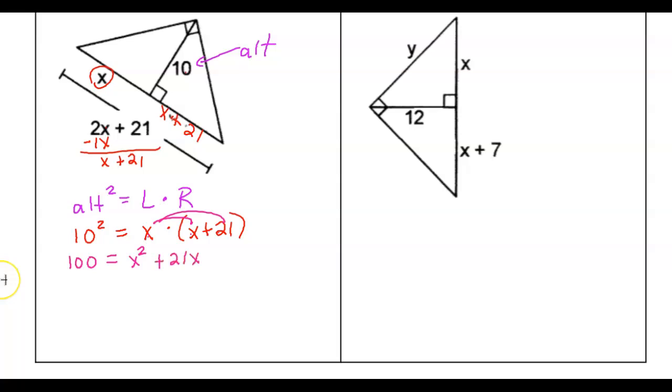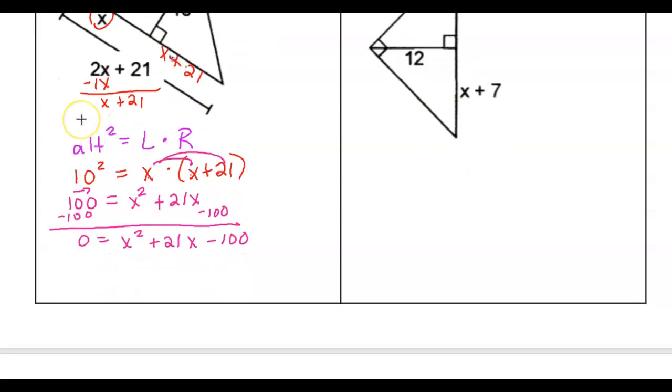And now this is going to be kind of a blast from second quarter. When you have x squared and x and a number, you need to get everything to one side so you can factor. So we're going to subtract 100. And I can't really subtract, but I can move it. So 0 equals x squared plus 21x minus 100. And now we need to factor.